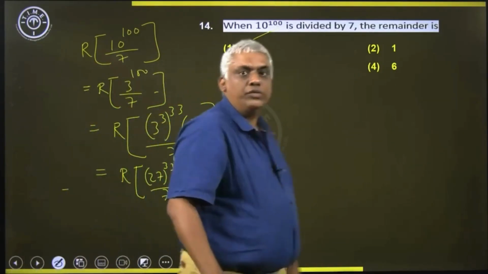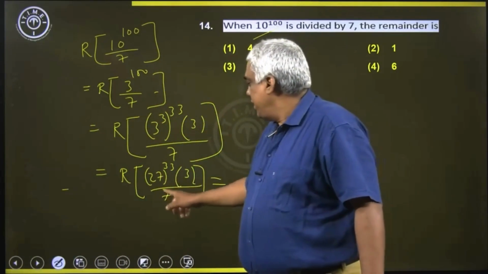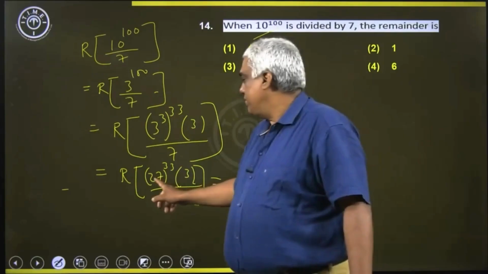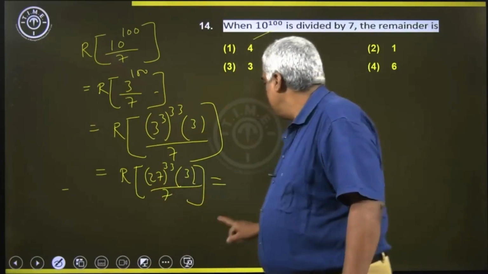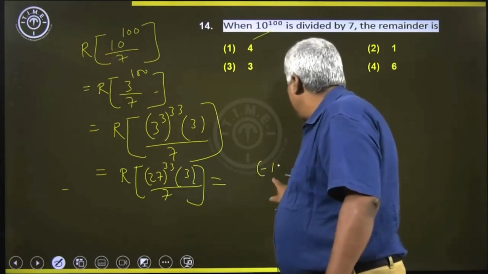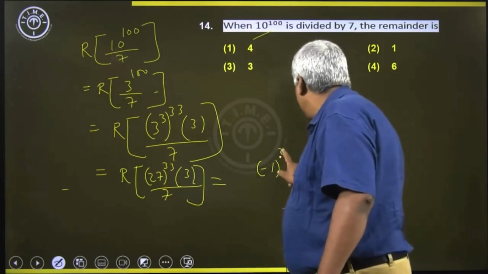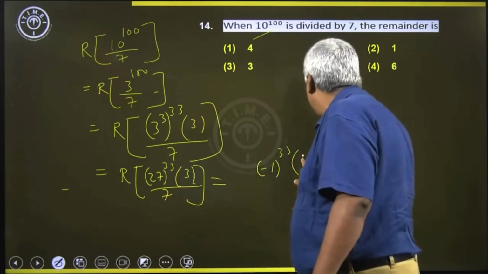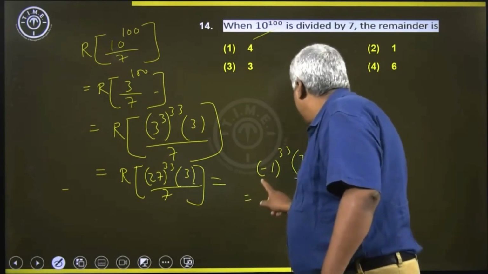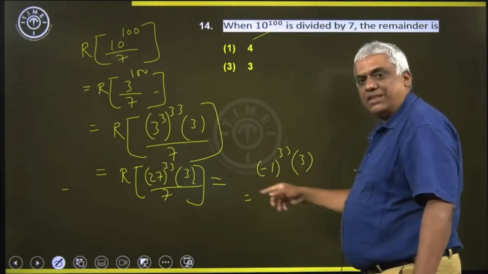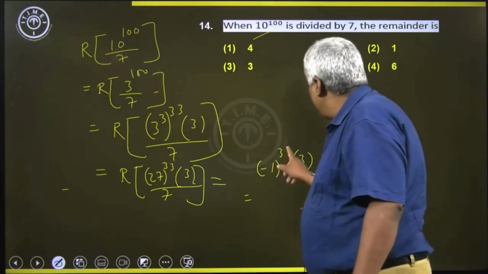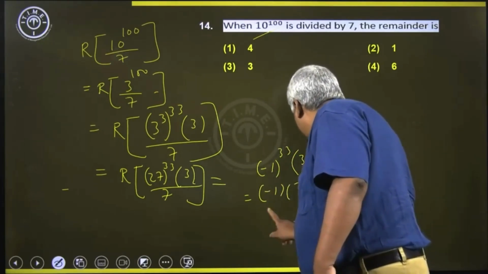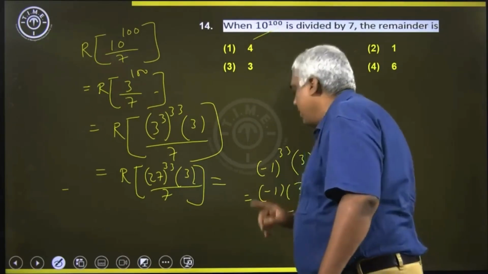So now you see, 27 divided by 7, the remainder is minus 1. We can say 27 as 28 minus 1, so the remainder will be minus 1. So minus 1 to the power 33. The remainder gets multiplied, and 3 divided by 7 has remainder 3 only, which is less than 7. So minus 1 to the power 33 is minus 1, and into 3, it is minus 3. Now the remainder is minus 3.